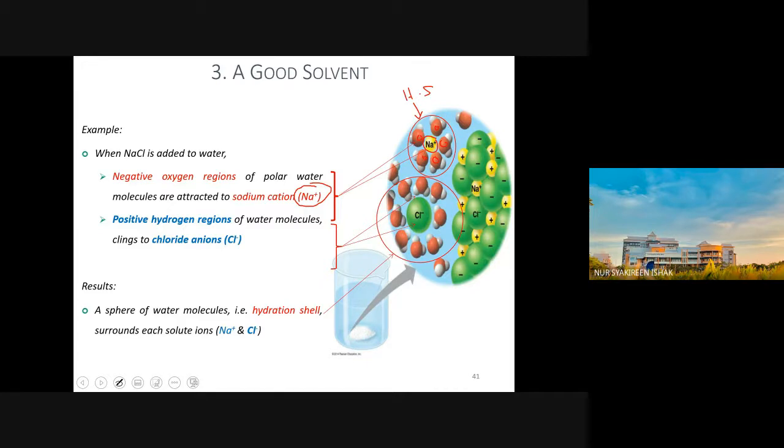In this diagram, the oxygen region of the water molecule will face the sodium ion because the oxygen region has a partial negative charge which is attracted to the positive charge of the sodium ion. As for the chloride ion, it is negatively charged and will attract the hydrogen region of the water molecule. Water molecules will surround the chloride ion, but this time the hydrogen region will face the chloride ion in the formation of the hydration shell. As a result, a sphere of water molecules, that is the hydration shell, surrounds each solute ion. This causes the salt to dissolve in water due to the formation of hydration shells, with water molecules surrounding each sodium ion and each chloride ion.